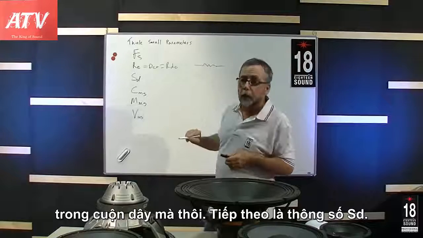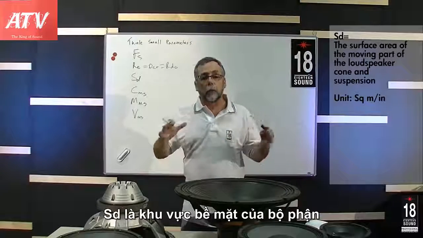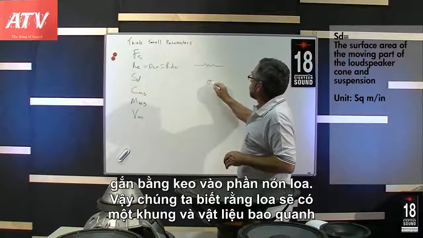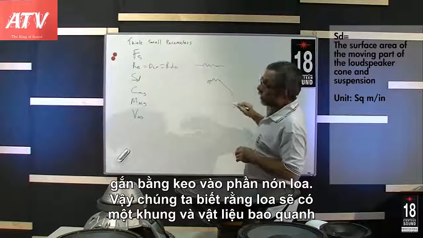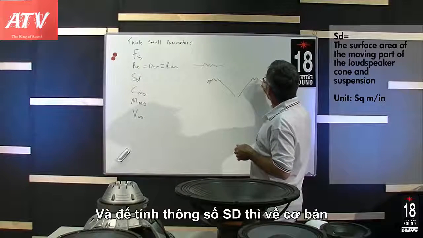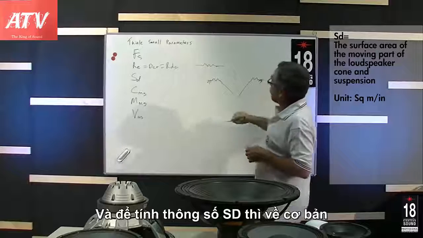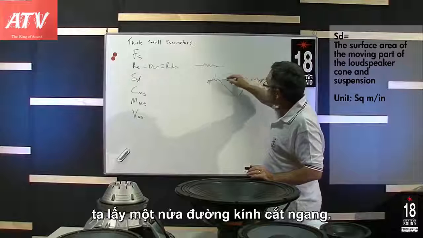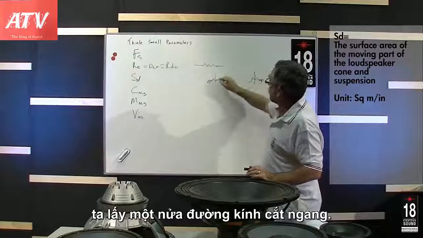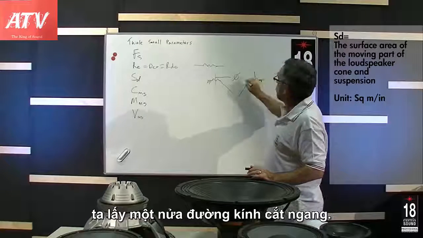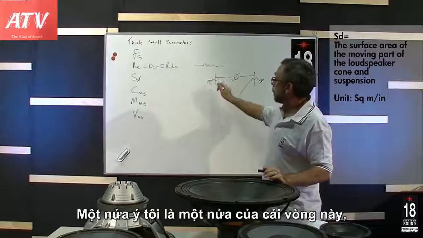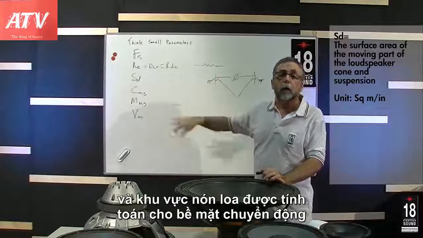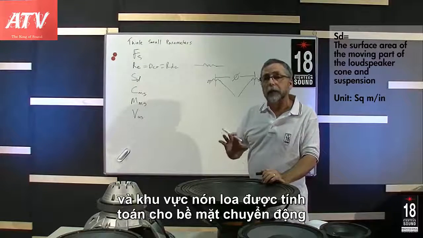Next is SD. SD is the surface area of the moving part of the loudspeaker. So we know that the speaker has a frame and the surround is glued to it. The surround is attached to a cone. And to calculate SD, we'll typically take half of the cross-section diameter. By half, I mean half of the surround, not all of the surround. And the area of the cone, calculate this for the surface area that is moving.